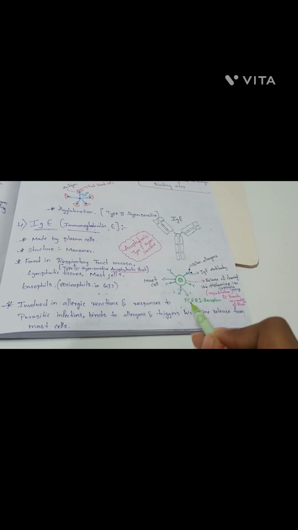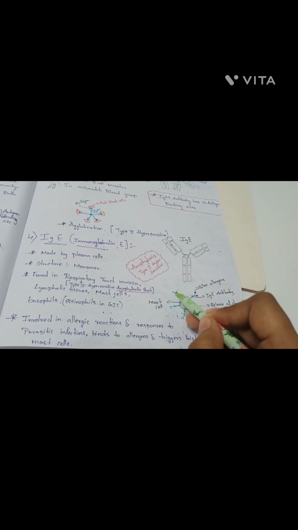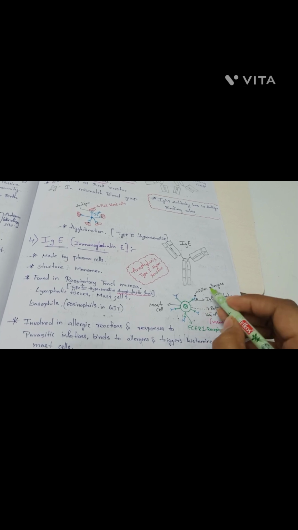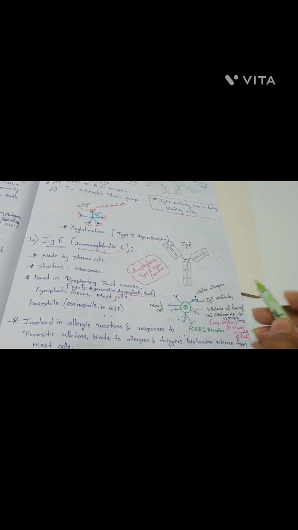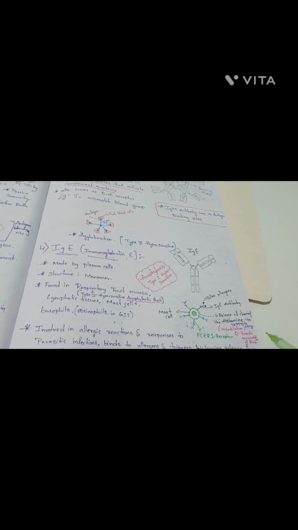It has its own receptors called Fc epsilon R1 receptor. And then the IgE antibody binds to its receptor and it collects, for example, pollen allergens, and it gives signals to the mast cells to release chemicals like histamine, causing the allergy.